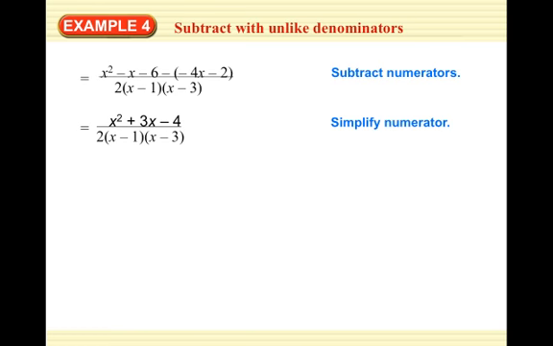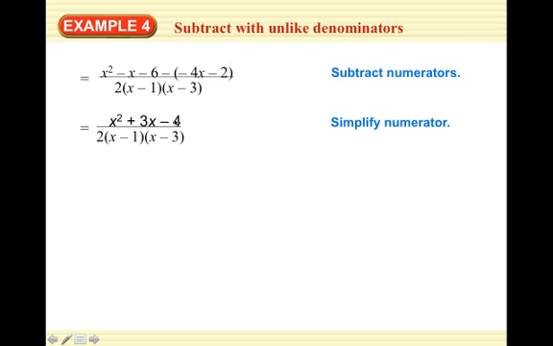Let's simplify the numerator. So let's see, we've got x squared. So x squared comes down there. Minus x and then minus negative 4x. So that's negative x plus, because minus a negative is the same thing as adding a positive. So negative x plus 4x gives us plus 3x. Negative 6 minus negative 2. So minus a negative means we're actually going to add.